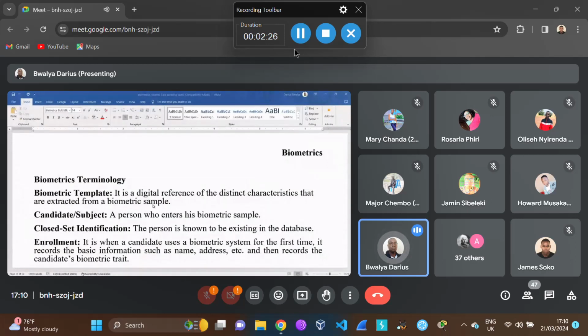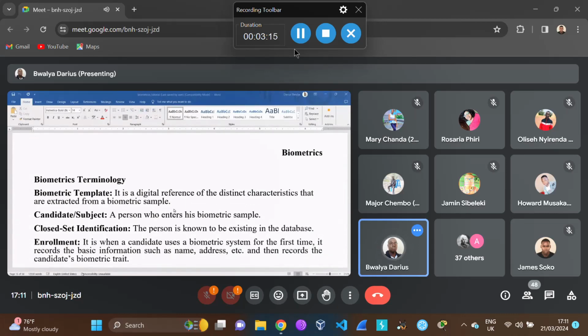You see, this biometric template is not coming from a subject. It is coming from the biometric sample. You have noted that this biometric template is coming from a biometric sample, not from a subject. You get that? So you need to differentiate a template and a biometric sample. Now people are seeing the difference.